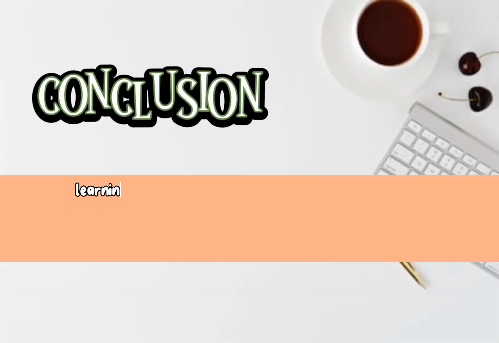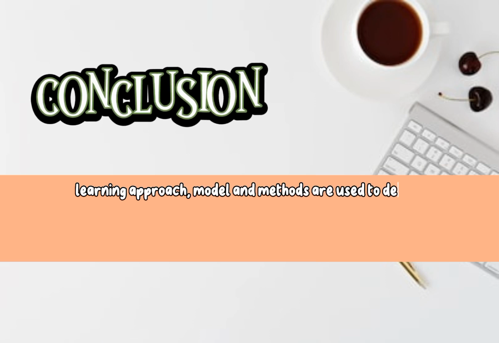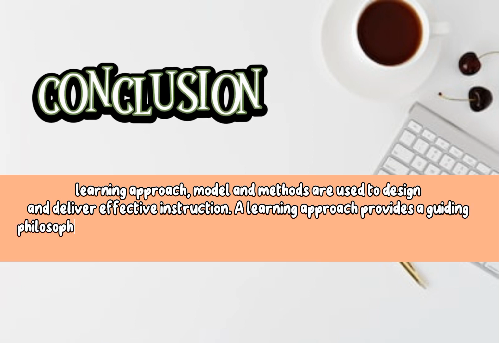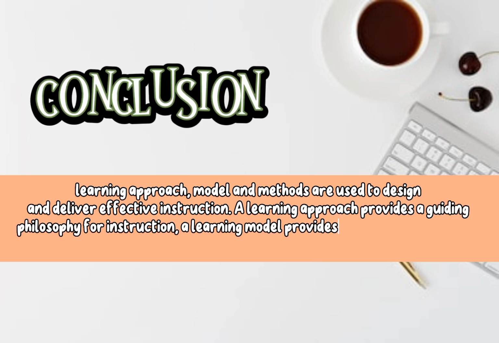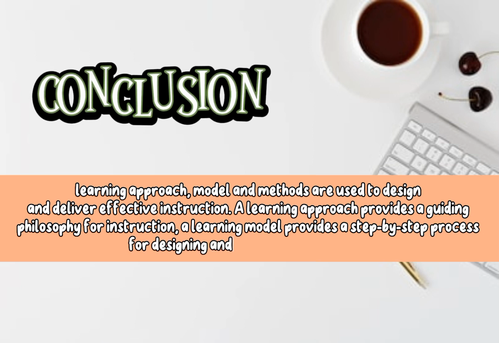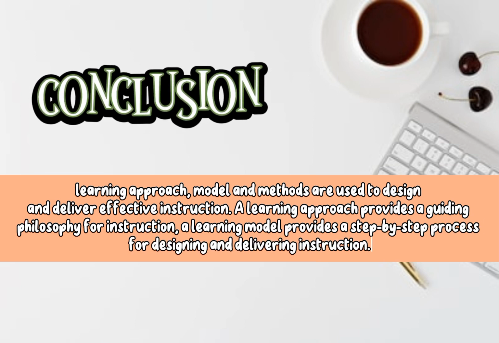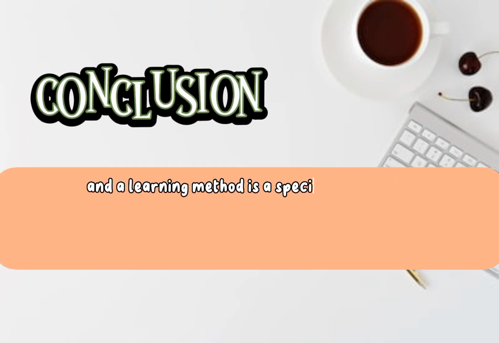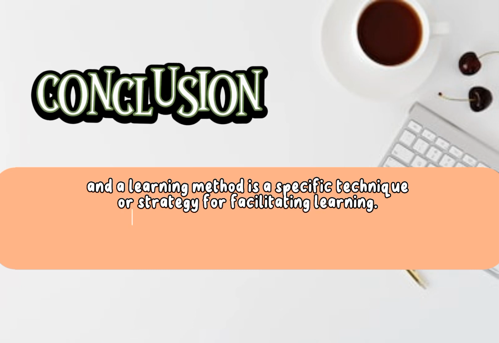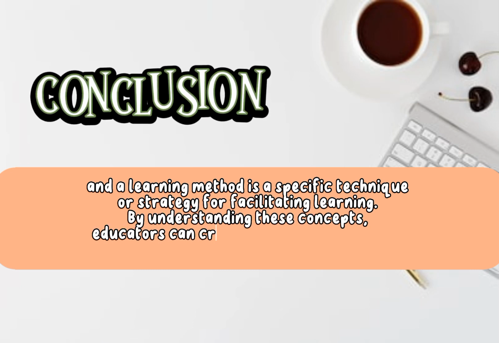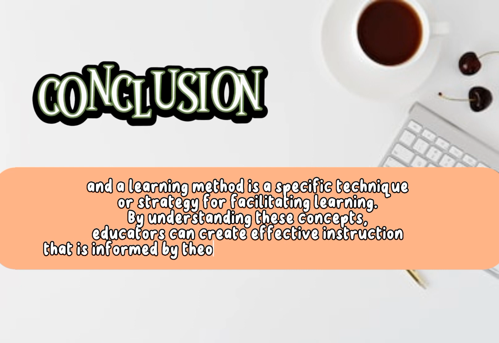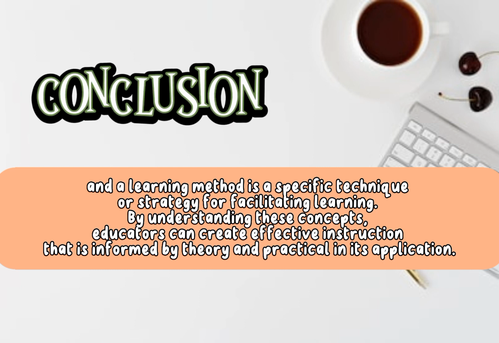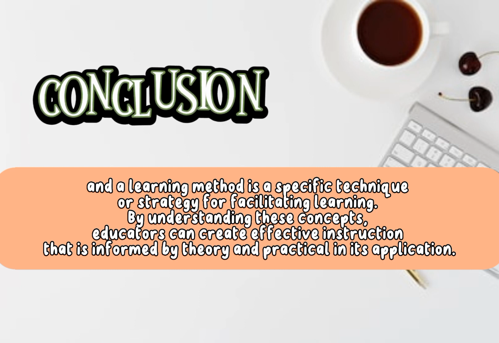In conclusion, learning approach, model, and method are used to design and deliver effective instruction. A learning approach provides a guiding philosophy for instruction. A learning model provides a step-by-step process for designing and delivering instruction. And a learning method is a specific technique or strategy for facilitating learning. By understanding those concepts, educators can create effective instruction that is informed by theory and practical in its application.